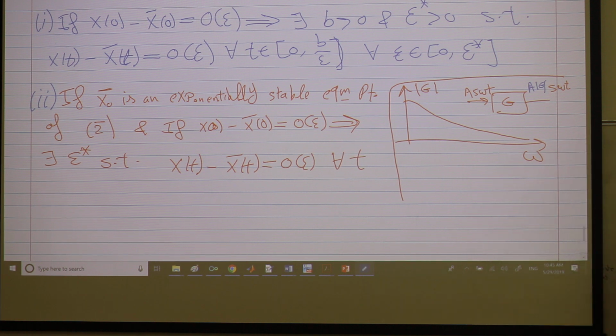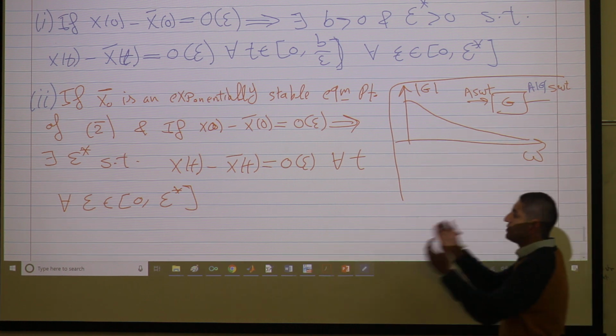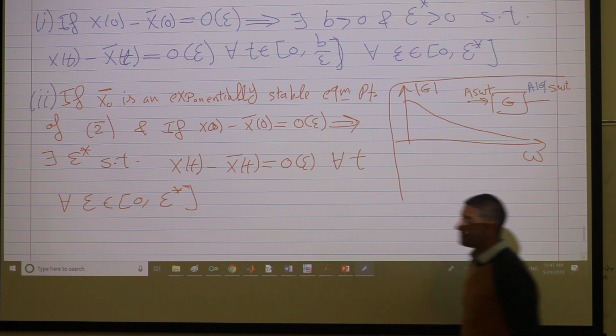That's very good. But still, it's not for any epsilon, it's for epsilon in this range. Epsilon must be small enough for this entire thing to work. This comes from perturbation technique, and the entire theory is just based on small perturbation.